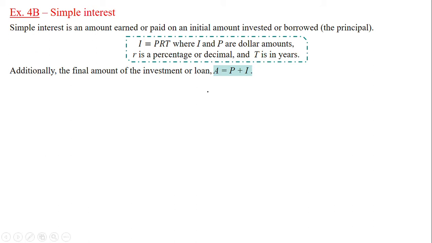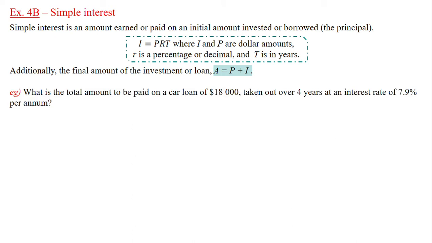Additionally, to find the final amount of an investment or loan, we must add the principal and the interest. So the total amount to be repaid is the principal and the interest, or the total amount that you have sitting in your account after an investment is the amount that you initially put in plus the interest that you've earned. Only one example today.